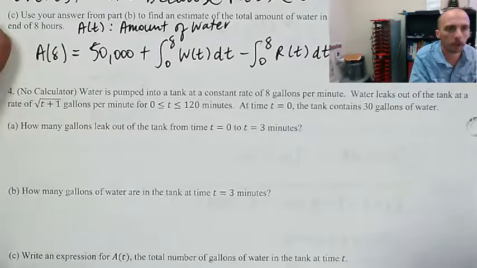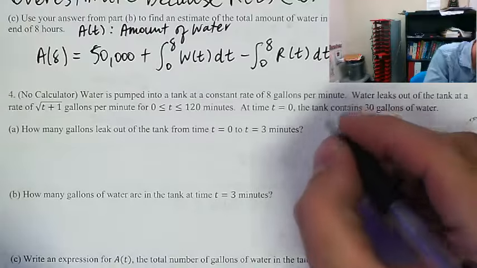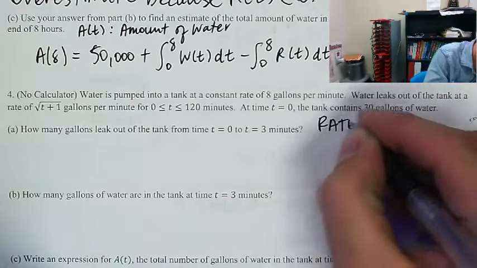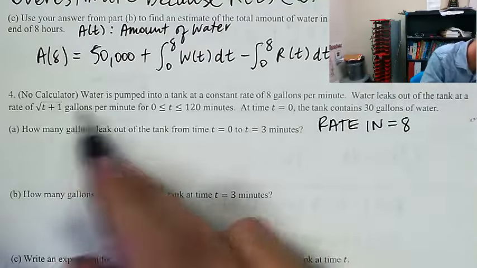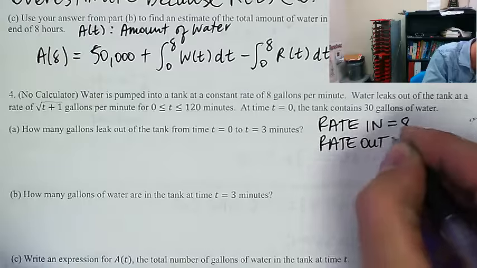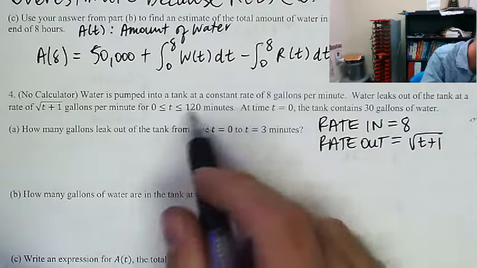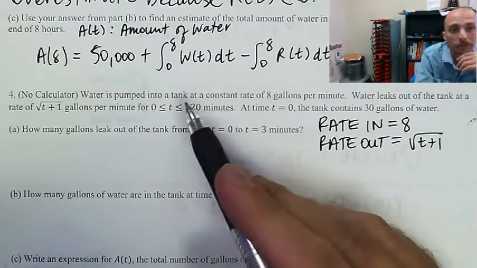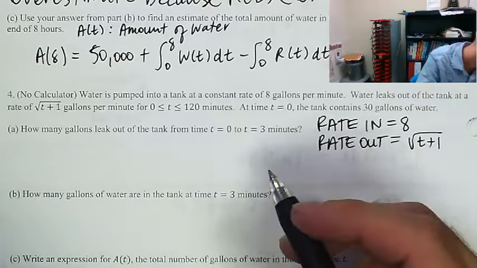All right. No calculator. Water is pumped into a tank at a constant rate of 8 gallons per minute. Okay, so rate in equals 8. Water leaks out, rate out equals square root of t plus 1. Oh, that's clever, because we know that the square root of 121 is 11. At time t equals 0, the tank contains 30 gallons of water.